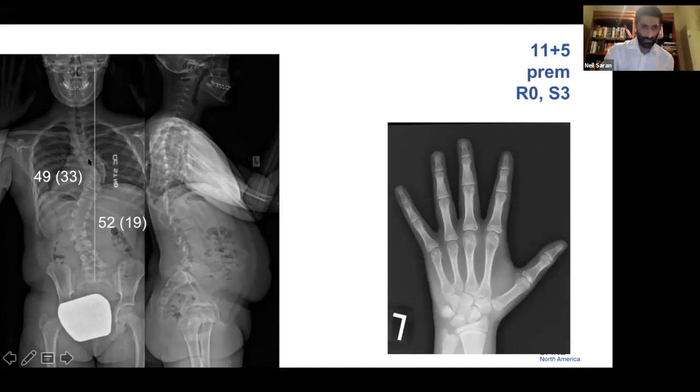I still start getting worried about this. I didn't put her bend films up, but I have the numbers in parentheses. It bent down to 33 degrees, so kind of right at the limit of whether she's going to be okay or not. Her lumbar curve is 52 degrees. It also has a little bit of wedging, but it's very flexible. It comes down to 19 degrees, like lumbar curves often do.